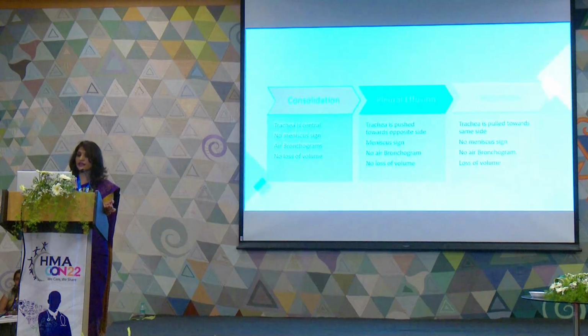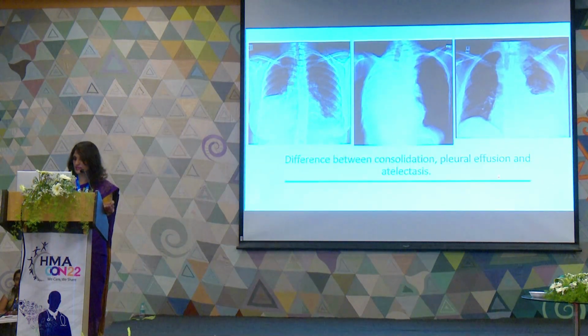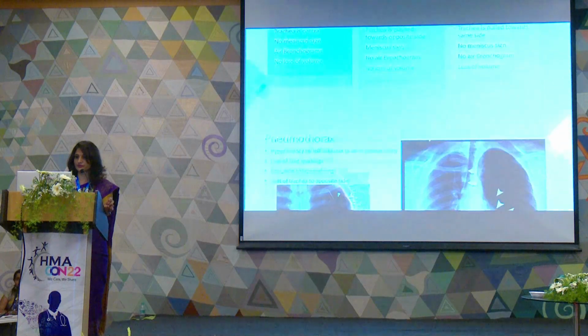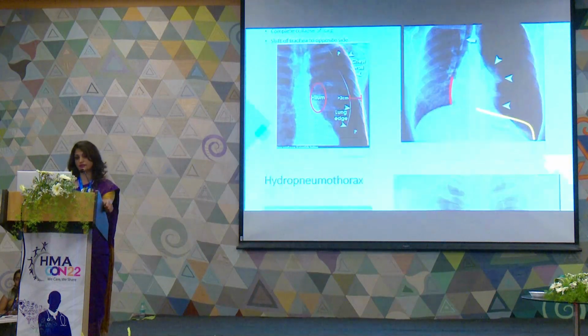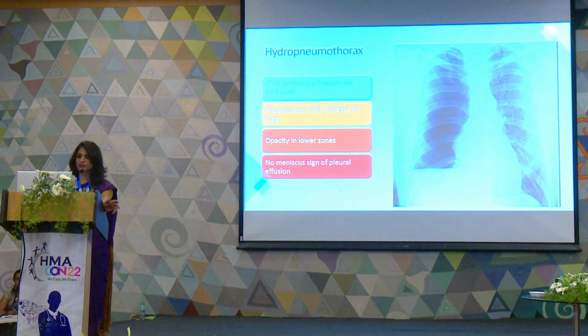If there is underlying lung collapse in pleural effusion, you can see that in effusion. In pneumothorax, you can see hyperlucency on this side, and there is underlying lung collapse here and here. You can also see the collapsed lung margin over there. This is pneumothorax. There is generally shift of trachea towards the opposite side here. Hydropneumothorax: similar loss of lung markings, underlying lung collapse, hyperlucency, and the opacity with typical air fluid level.